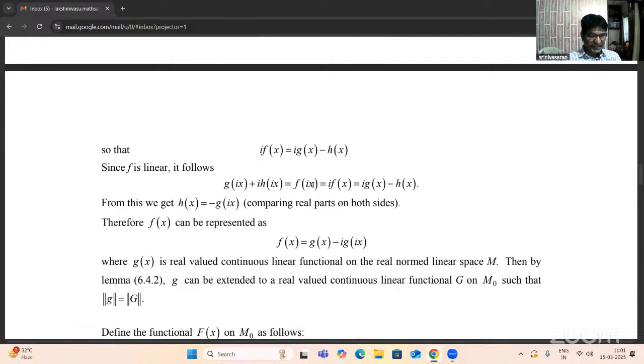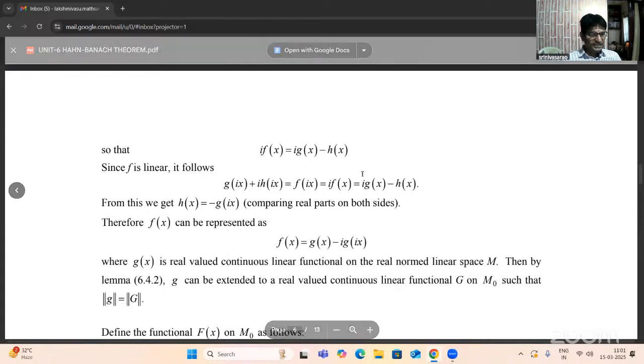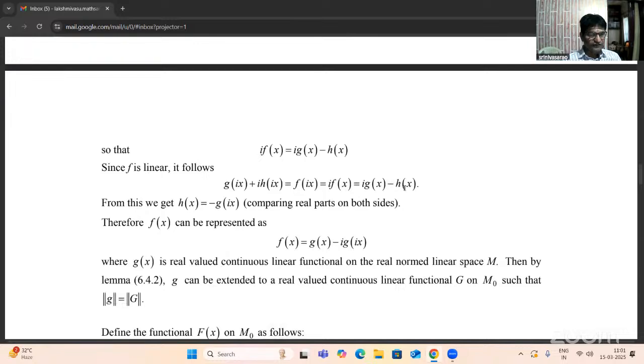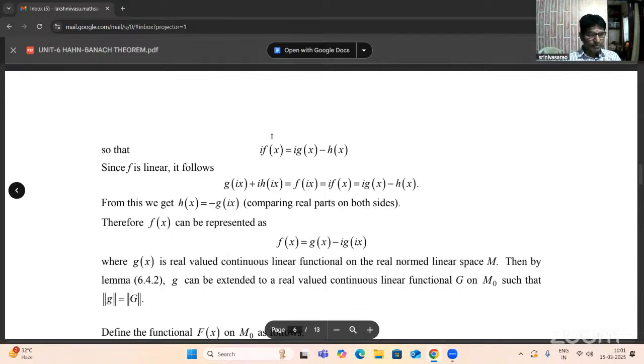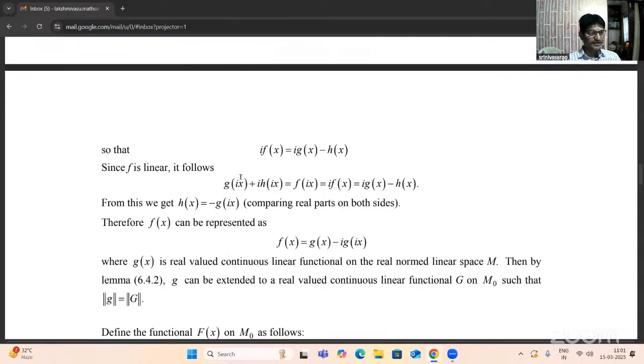So f of ix can also be written as i into f of x. Already we know that i into f of x means i g of x minus h of x. So both are equal here. So what is the value of h of x? Here h of x equal to minus g of ix. So comparing real parts on both sides, this is the real part, and here the real part is here. So h of x equal to minus g of ix.